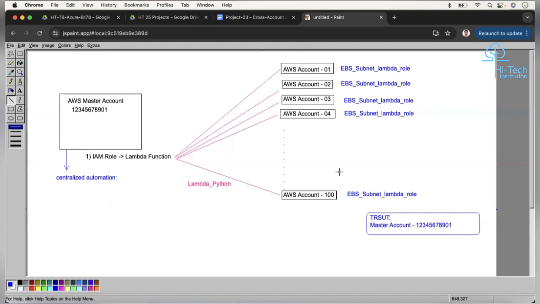In any case, if any particular account is running out of IPs, imagine all 250 IP addresses are finished. I'm using so many EC2 servers, so many EKS clusters, so my IP addresses are finished. In that case, we will request our architect or the network team who is locally available.